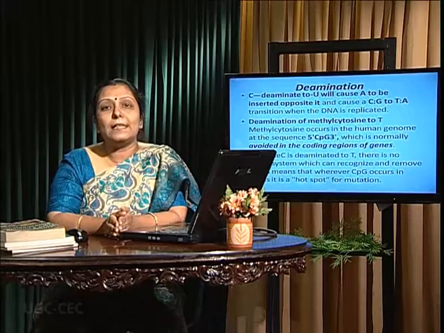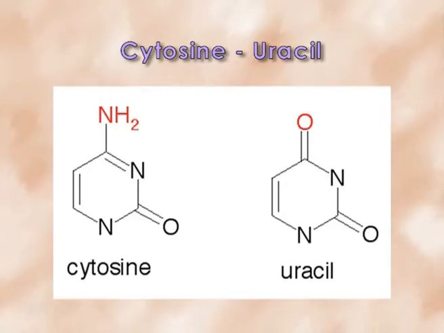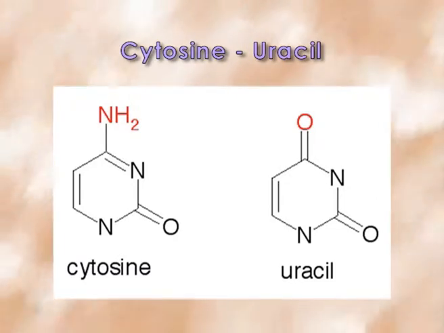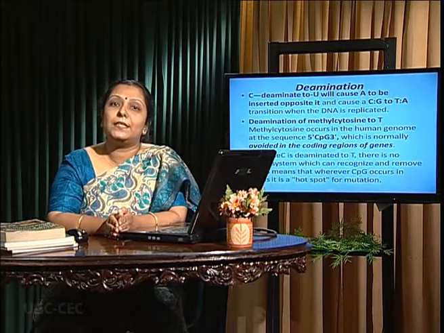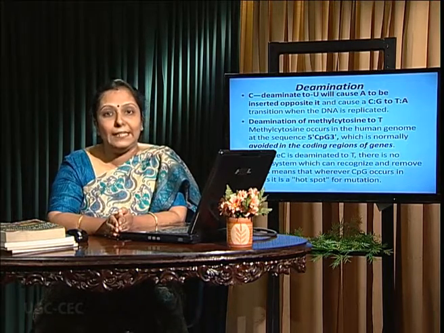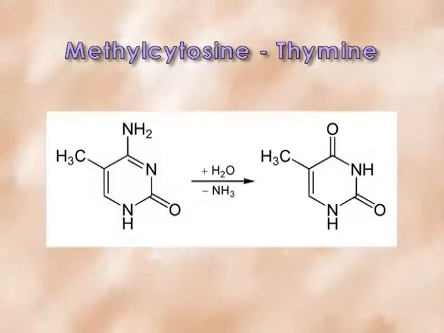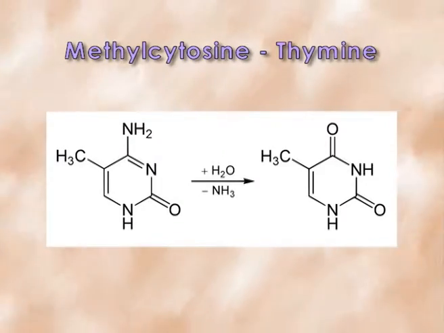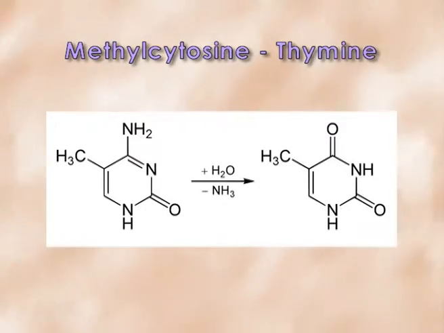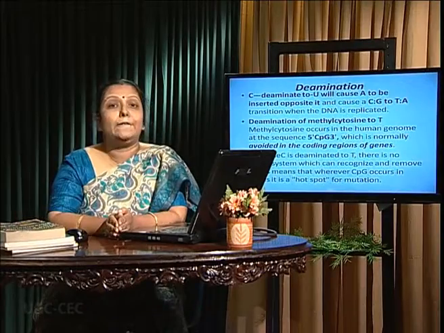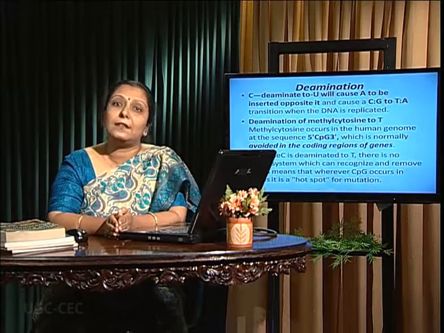Deamination. Spontaneous deamination of cytosine gives uracil, giving rise to a CG to TA transition. But uracil is an uncommon base, so it is removed by uracil N-glycosylase in case of DNA. But when methyl cytosine is deaminated, it gives rise to thymine, which is a normal base in DNA. So, it actually becomes the target of mismatch repair. If it is not repaired, it gives rise to transitions.